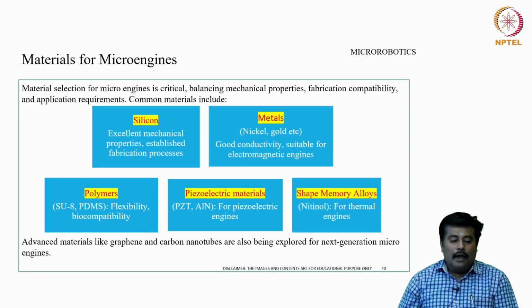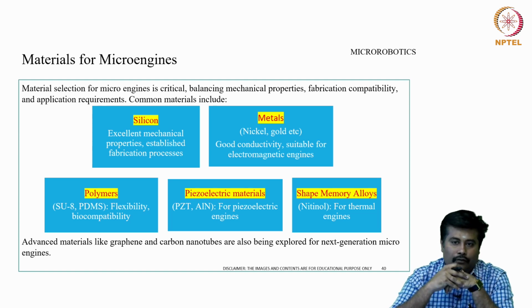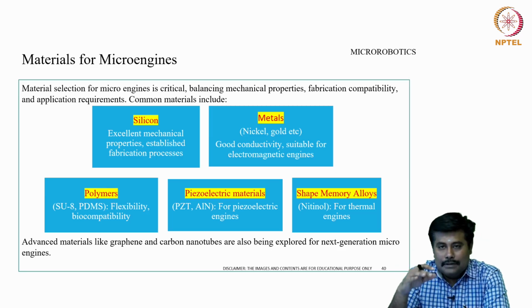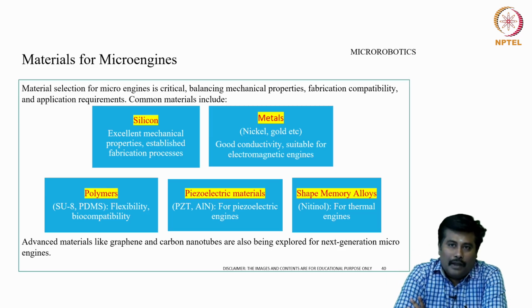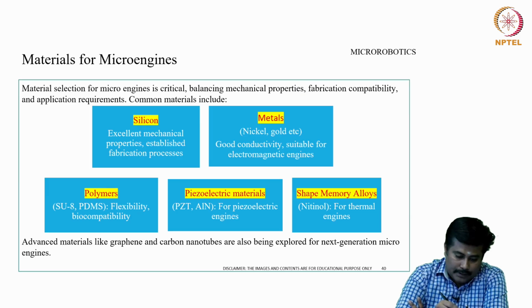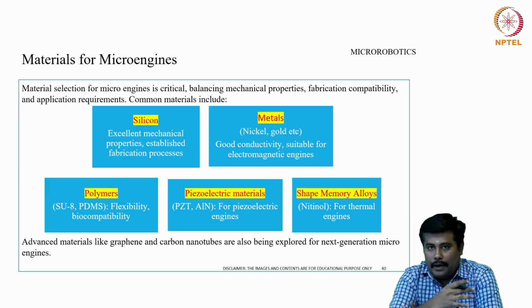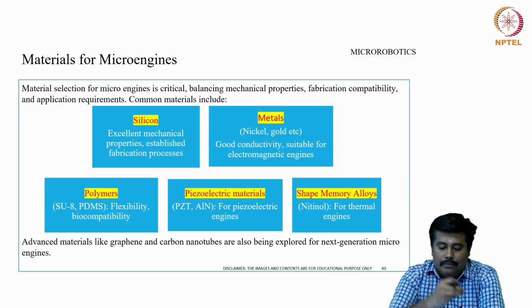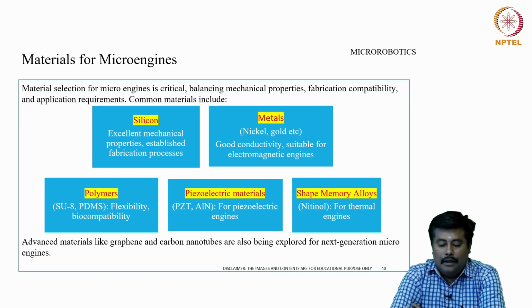As far as material selection for micro engines is concerned, it is critical, balancing mechanical properties, good fabrication compatibility and application requirement. Some of the common materials include silicon, for which we have quite a good amount of database, with excellent mechanical properties and an established fabrication process. From a metal point of view, we have nickel, gold, etc., which have good conductivity suitable for electromagnetic engines.